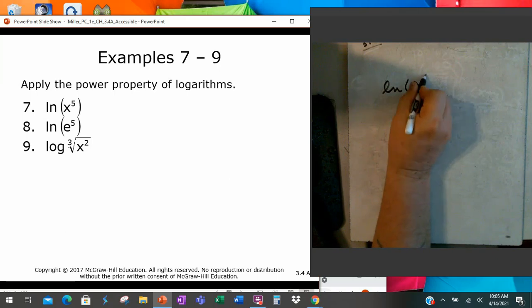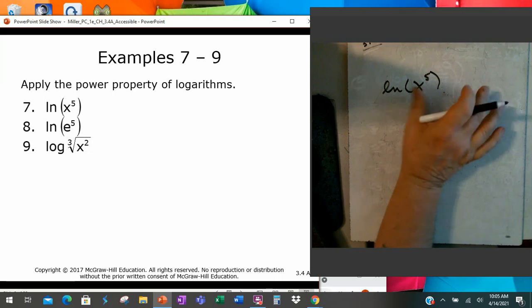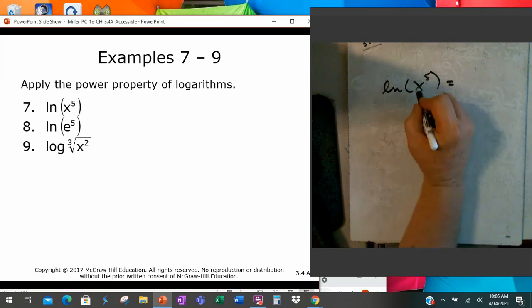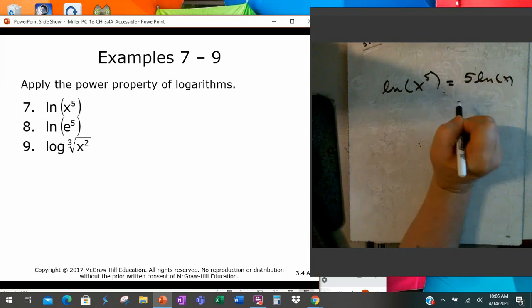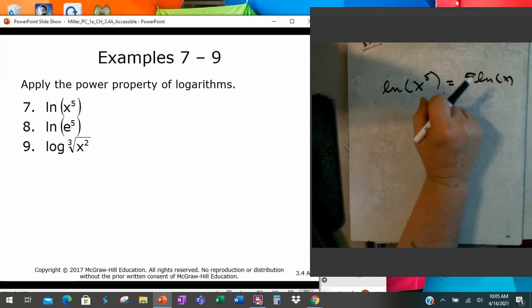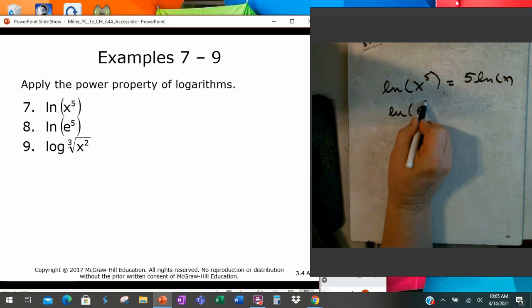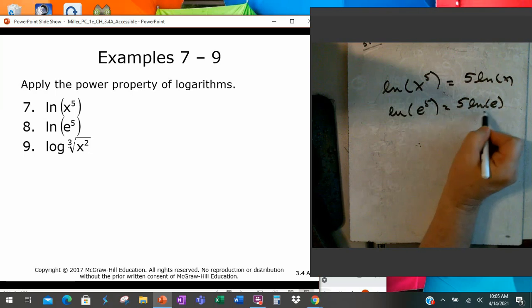So simplify this. Well, this is just x times x times x times x, 5 times. So I would add up all of those ln's, or just do multiplication. 5 times the ln of x. ln of e to the 5th. 5 times ln of e. ln of e is just 1. That's the same base. So this is just 5.